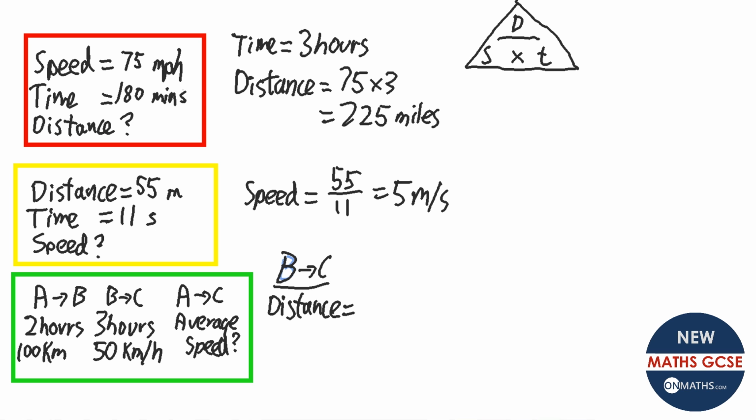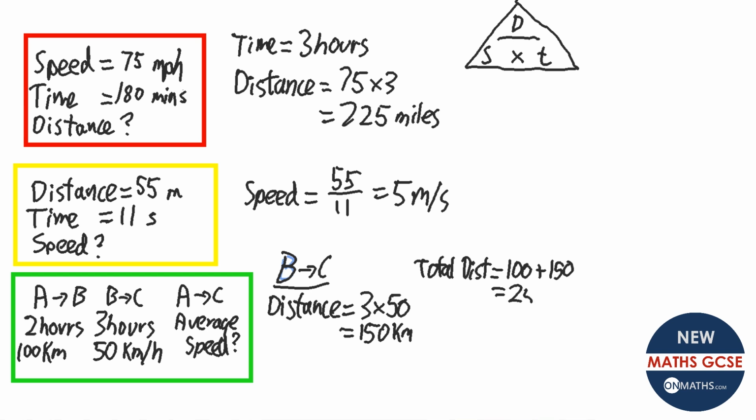And that's going to be 3 times 50, which is going to be 150. What's it in kilometers? So total distance is 100 kilometers from A to B plus the 150 from B to C, so that's going to be 250 kilometers.